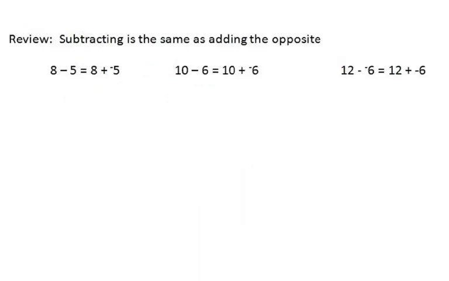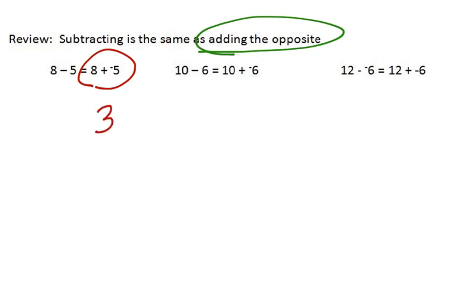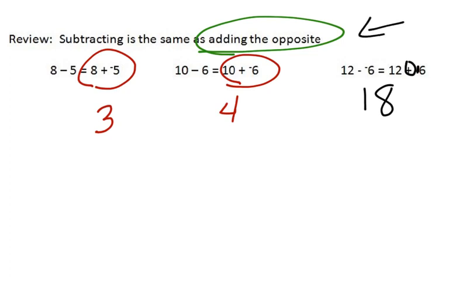Okay, before we do the second two methods, they are based on the idea that subtracting is the same as adding the opposite. So if you remember back when we learned how to subtract integers, 8 minus 5 is the same as 8 plus negative 5, so that's 3. 10 minus 6 is the same as 10 plus negative 6, so that's 4. And 12 minus negative 6 is the same as 12 plus positive 6, so you change that second sign. You don't just change the plus sign, but you also have to change that second sign, and so it's 12 plus 6, and so that's 18. And so understanding that idea, we're going to use that to subtract our vectors as well.